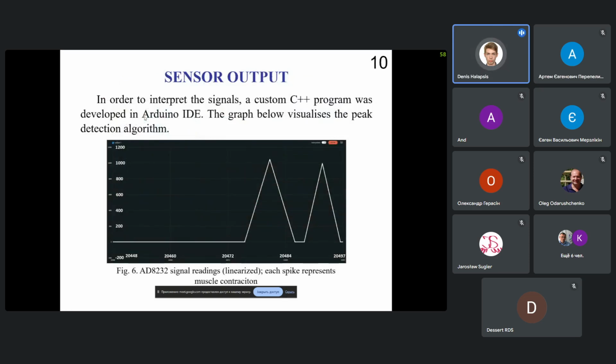In order to interpret the signals, a custom C++ program was developed in Arduino Integrated Development Environment. The graph below visualizes the peak detection algorithm. Here you can see two peaks representing two muscle spasms, and the readings have been linearized in the Arduino IDE due to not very high frequency of measurements.